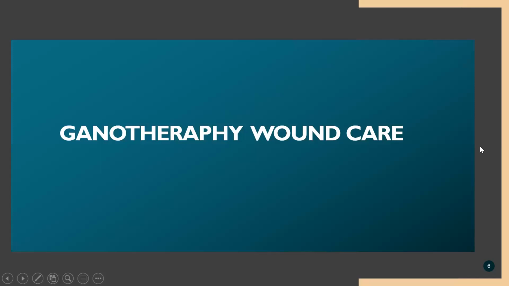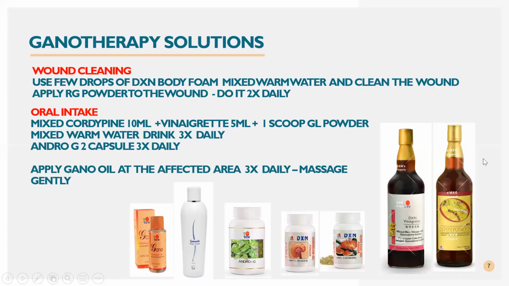In ganotherapy wound care, we have done this for so many years, on this category, taking care of wounds. What is the solution we give? Very simple. To clean the wound, we use a few drops of Jackson body foam mixed with warm water. After you clean the wound, we apply RG powder to the wound, two times daily. This is the wound cleaning. Using the body foam is enough, because the body foam is created from natural sources, not chemicals, so you won't kill the cells surrounding the wound.